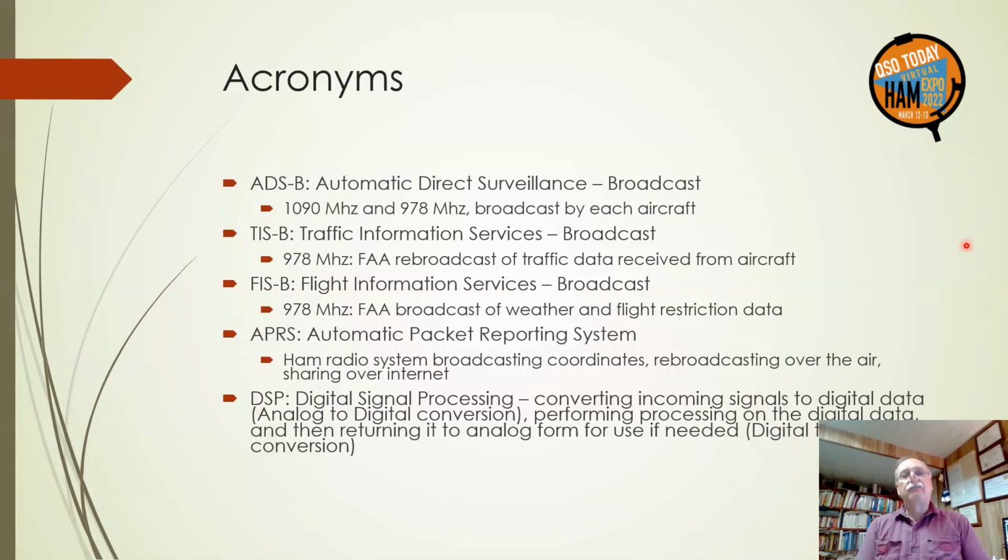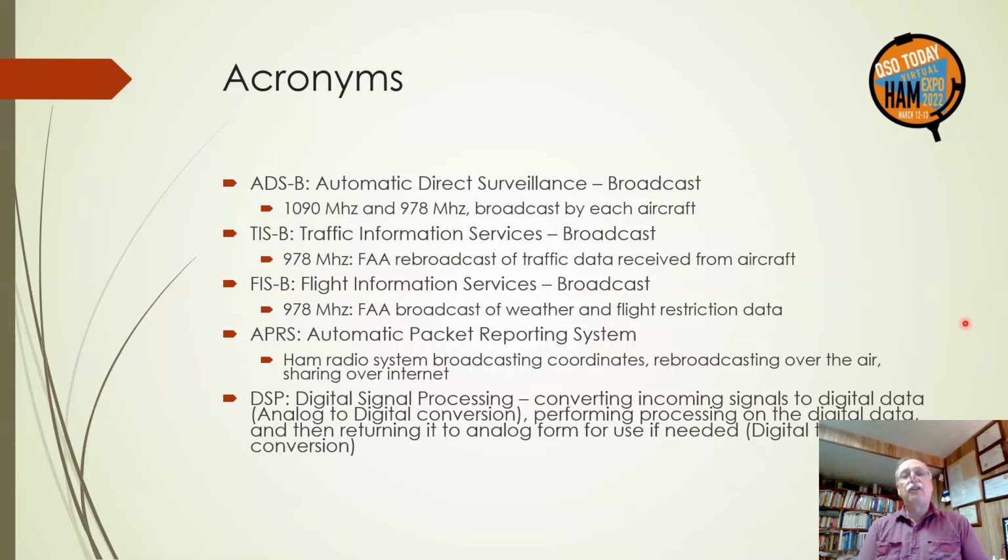Again, a bunch of acronyms. ADS-B is Automatic Dependent Surveillance-Broadcast, on two different frequencies in the US. The aircraft are broadcasting their position. TIS-B is where the FAA rebroadcasts that ADS-B data to tell me traffic. So even if I don't see or hear that other aircraft, the FAA is sending me their position. Another nice feature is FIS-B, Flight Information Services. This is where the FAA is giving me weather and flight restriction data, for instance, where the president is, because I better not be flying over that without permission.